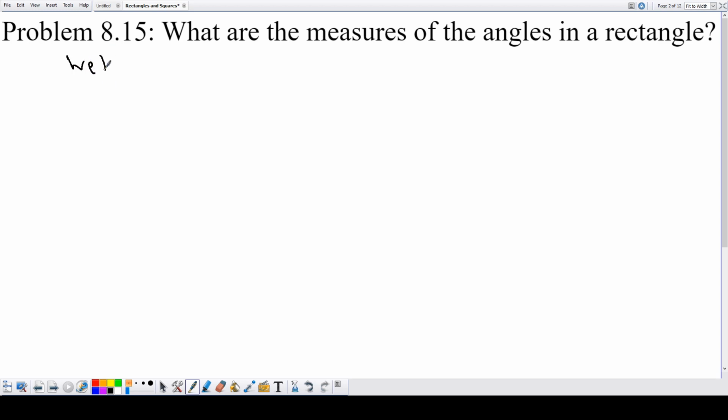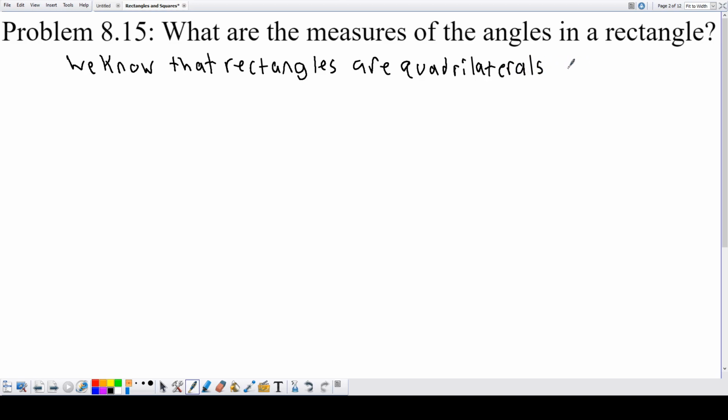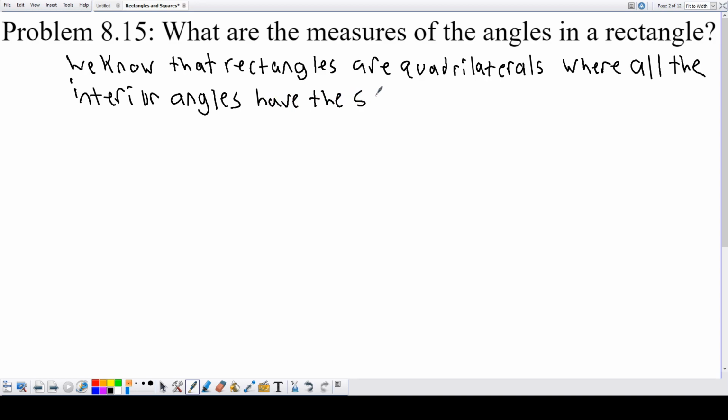Well, we know that rectangles are quadrilaterals where all the interior angles have the same measure. That's just straight from the definition on the last slide.